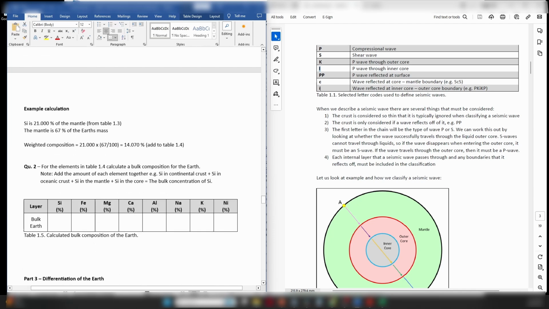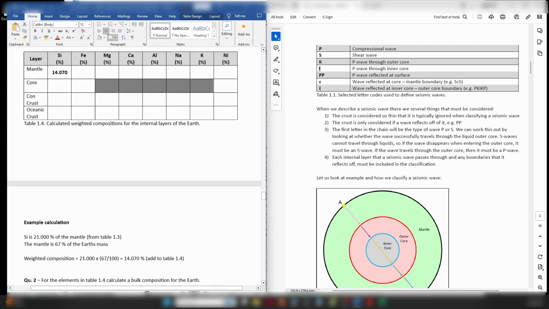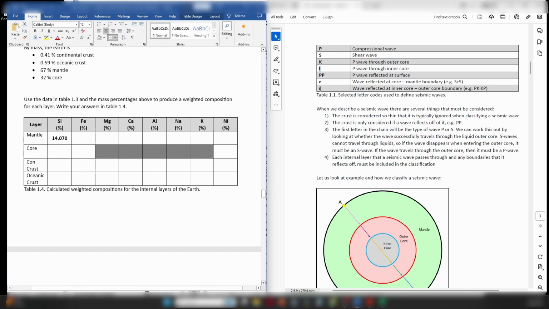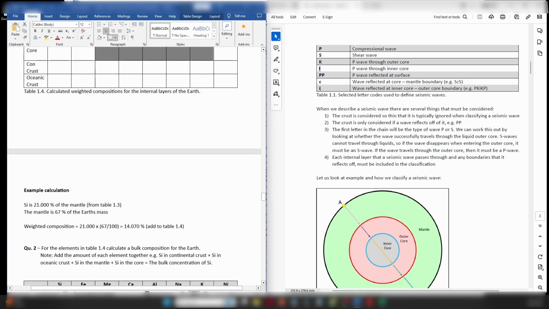Well, then we're going to go to question 2, and we're going to do the final step. We're going to use those to look at the Earth's bulk composition. So if we were to repeat the process that we used in table 1.4 and did it for all the elements in the Earth and how they're distributed between each of the layers, when you added all those numbers together, it would come to 100%. And so that is called the bulk Earth. Essentially, it's the bulk composition for the entire planet.